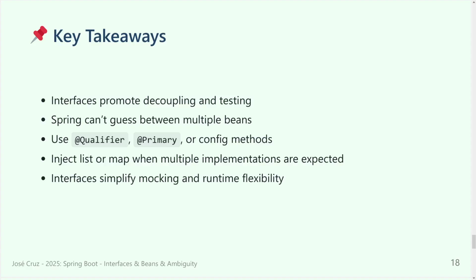Use qualifier first. Usually, if you are using legacy code or you are not designing from the ground up, you already have code and a bean that was always used, and you are introducing a new one that creates ambiguity. So use primary, or you can also use config methods, and inject a list or map when multiple implementations are expected. And interfaces simplify mocking and runtime flexibility.